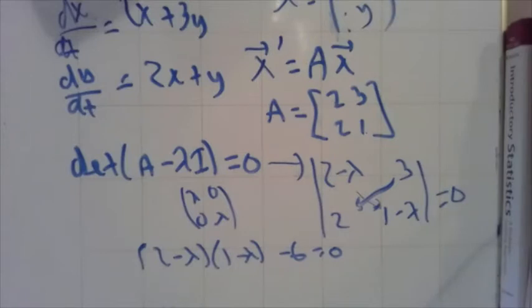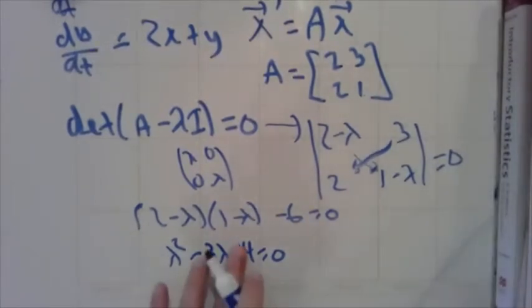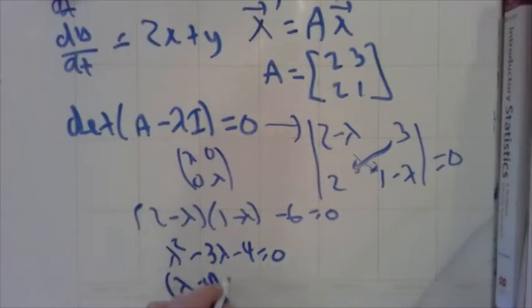Simplifying that, you could check these details on your own. That will become lambda squared minus 3 lambda plus 4 equals 0. Minus 4. It should be a minus 4. So that's lambda minus 4, lambda plus 1 equals 0.